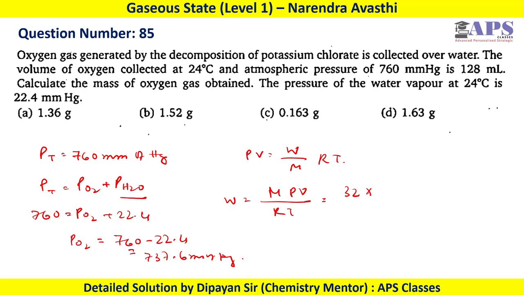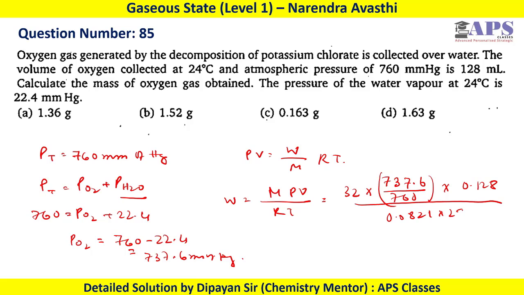Molecular weight 32, pressure is 737.6 divided by 760, because we have to convert it into atm. Volume is 0.128 divided by 0.0821 multiplied by 297, okay, because 24 degrees centigrade. So if you calculate the whole thing, it will become 0.13163 gram. Hence option C will be the correct option.